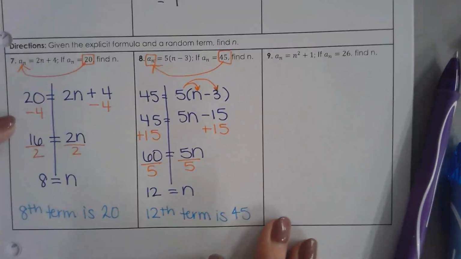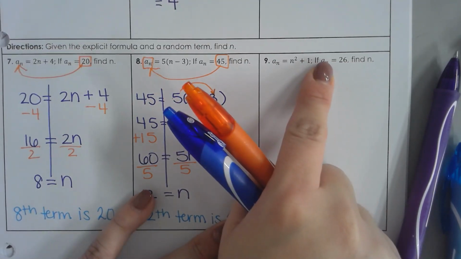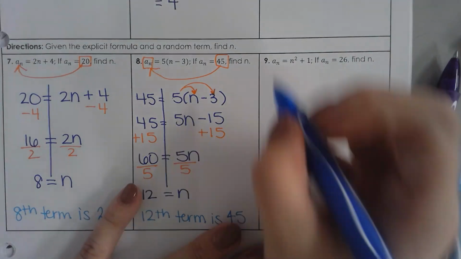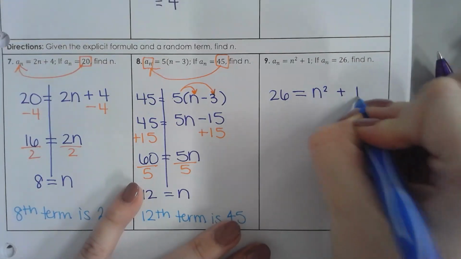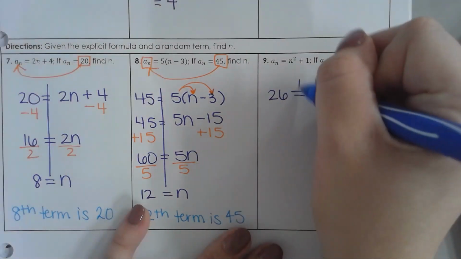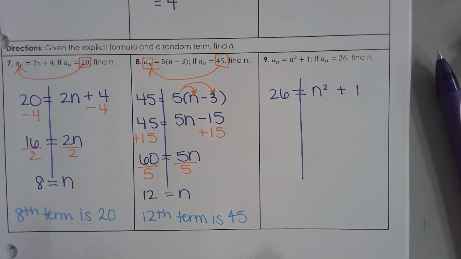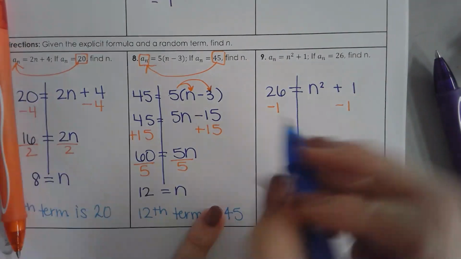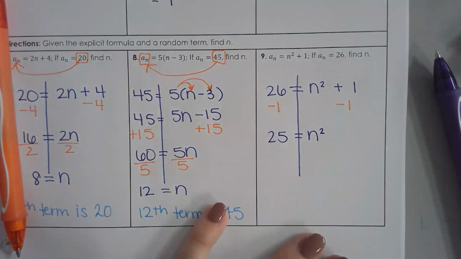And then the last one, my formula is n squared plus 1, and that says An equals 26. So I've got to do 26 equals n squared plus 1. What should I do first? Subtract 1. 25 equals n squared.